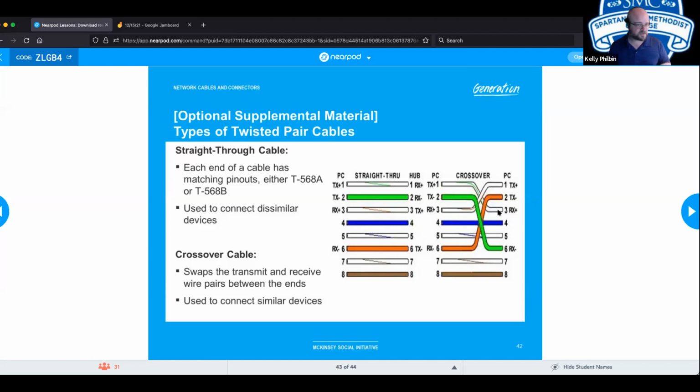So the advantage of a crossover cable is that it allows me to direct connect 2 computers together. So I can connect my computer to my wife's computer, or I could connect one switch to another switch so that those switches can communicate.